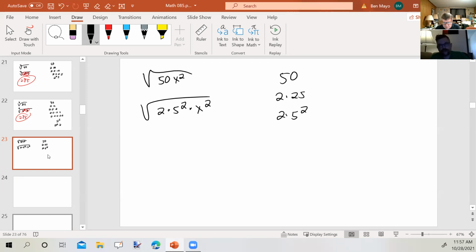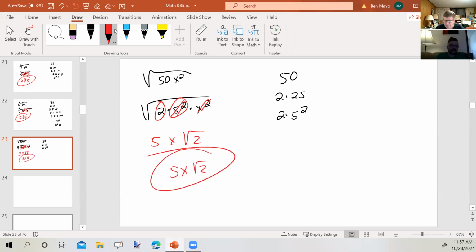Okay? So the square root of 2, not going anywhere. The square root of 5 squared would give me a 5 on the outside. The square root of x squared would give me an x on the outside, and I've got the square root of 2 left over. So 5x square roots of 2 would be the final answer. Okay.